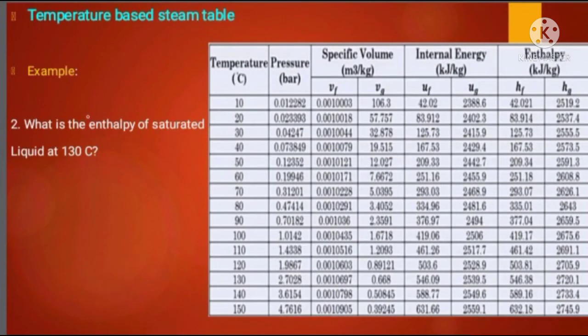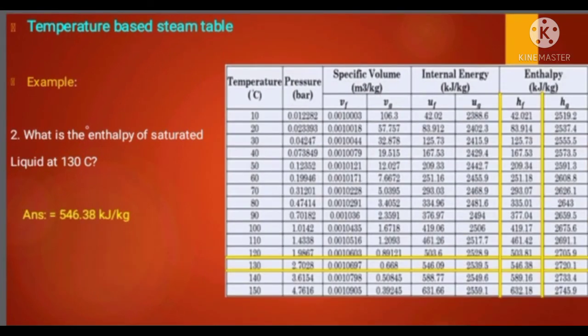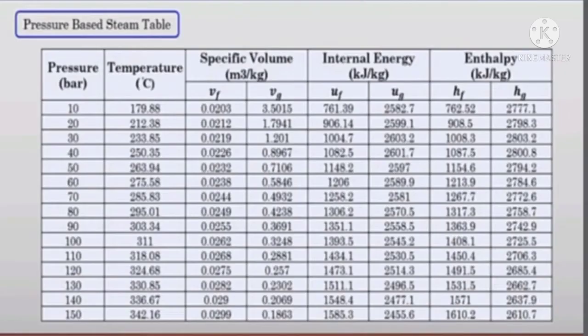Second example of the temperature-based steam table. What is the enthalpy of saturated liquid at 130 degrees Celsius? So we're going to find the enthalpy of saturated liquid. First, we look at the temperature of 130 degrees Celsius. Second, look vertically down the enthalpy of saturated liquid and stop at temperature 130, and through that we can get the enthalpy of saturated liquid at 130 degrees. So the final answer is 546.38 kilojoule per kilogram.